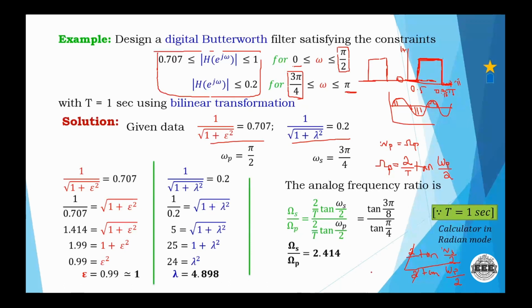We are going to follow the procedure of Butterworth filter, step 1 to step 4. Shall we move to the next step? Yes, sir. So now we are entering into the steps for the Butterworth filter. Step 1 is to find the order of the filter.